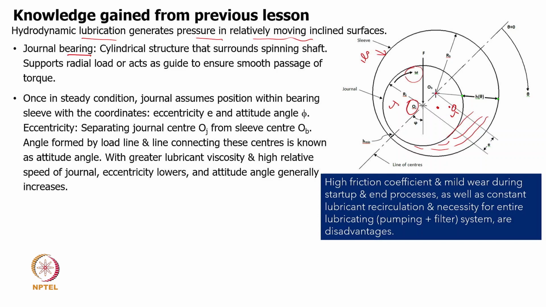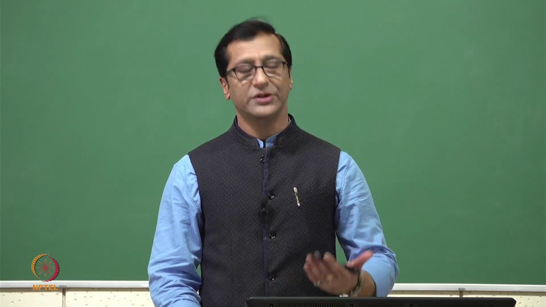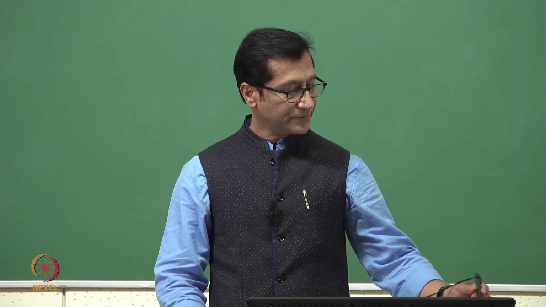So what we can say here is that the journal bearing can also be a partial journal bearing. However, mostly we use the full one, particularly when there is a need for recirculation of the lubricant. This is a cylindrical structure that surrounds a spinning shaft, and here the spinning shaft and the journal are the same thing. The journal surface and the spinning shaft are the same machine component. It supports a radial load, or sometimes it acts only as a guide. The main purpose is to keep the motion relatively smooth, or to allow transmission of torque.